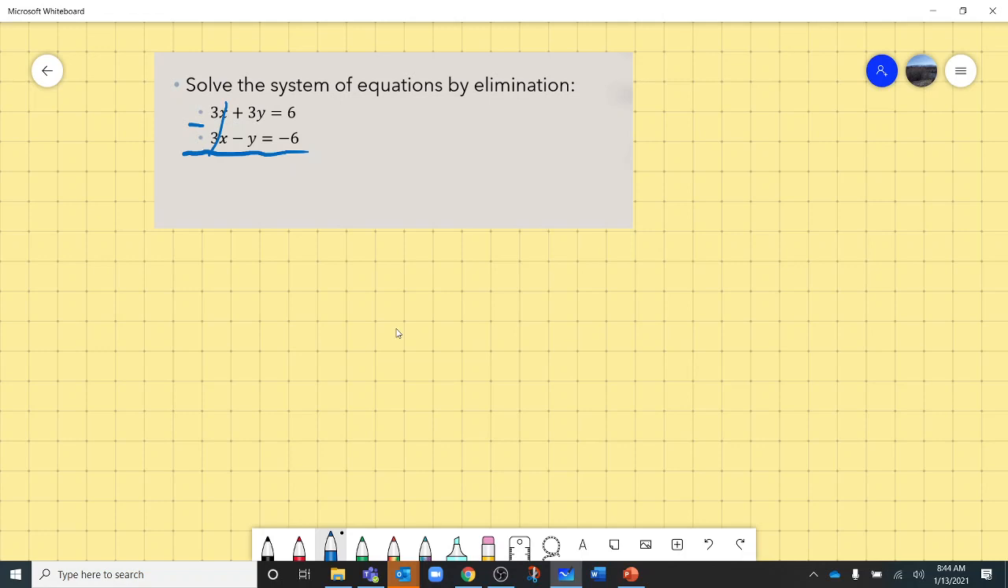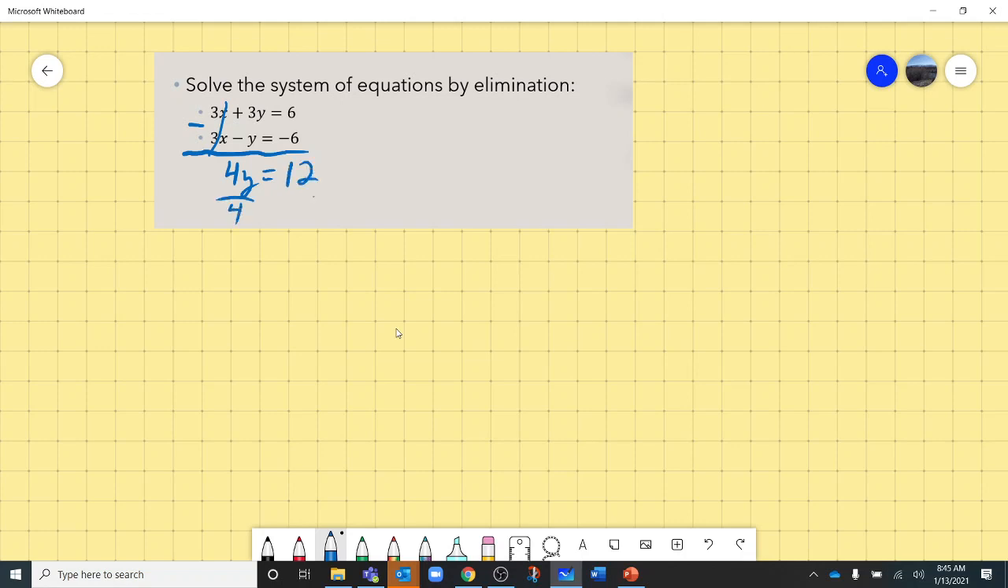3y minus negative y. A lot of times we're tempted to say 3y minus y, well, that's 2y, but what we're actually doing is subtracting a negative. If we subtract a negative, it becomes a plus. So 3y minus a negative y is going to be a plus y, so that's 4y. And 6 minus a negative 6, so minus a negative again. Think of you're taking away a negative, and so it's the same thing as adding. So 6 plus 6, that would be 12.